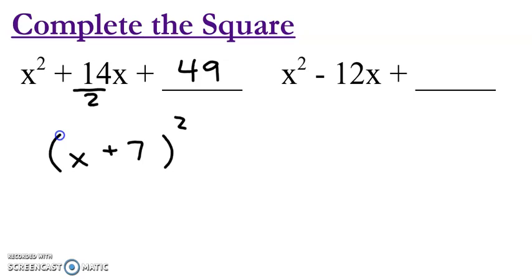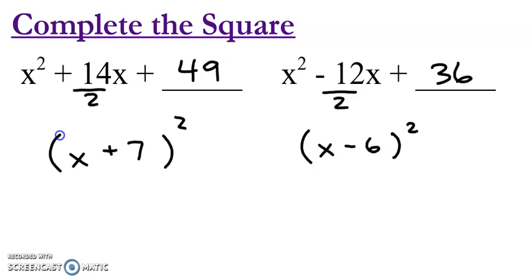Okay. Next example, make sure to pause this. Give it a try yourself before we take a look. So again, I know that I'm looking for something that fits in here. Divide my b value by 2, and I get a negative 6. So negative 6 squared is positive 36, and that is my c value.